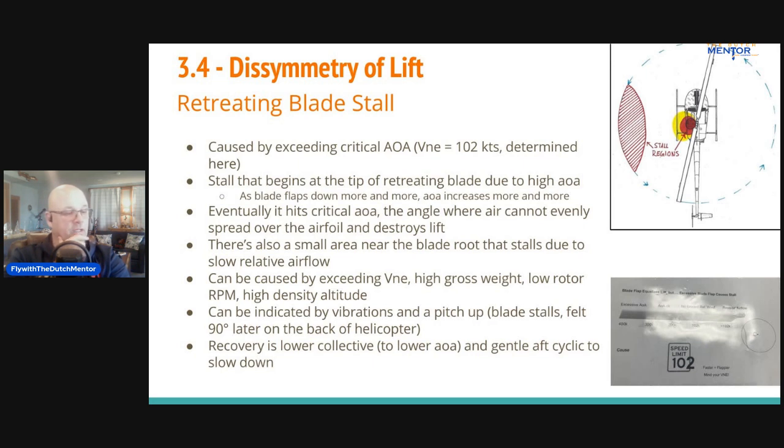The key to recovery is to lower the collective, so we're lowering the angle of attack, and then gentle aft cyclic by slowing down, and we start reloading it, and then of course maintain the speed at 90 to 100 knots, or back off by enough that you don't recreate this or get recurring blade stall itself.